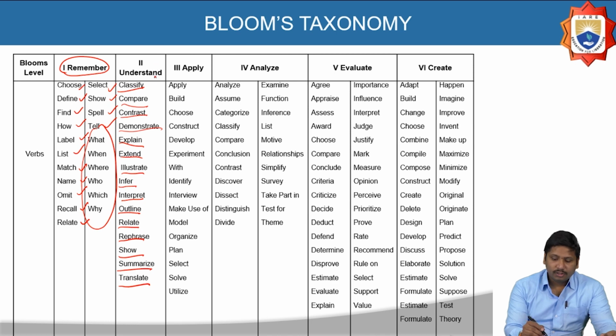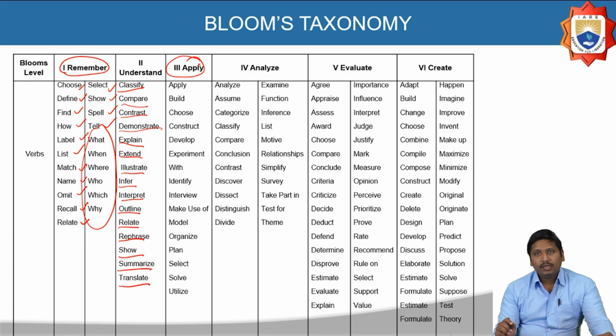second level of understanding. So that means classify. Here we compare the classification part, and then comparing or contrasting, demonstrating, explaining the things, and then extending, elaborating, illustrating, outlining, right? So summarizing everything comes under the understand part. If you look at the third level of Bloom's taxonomy, that is apply.